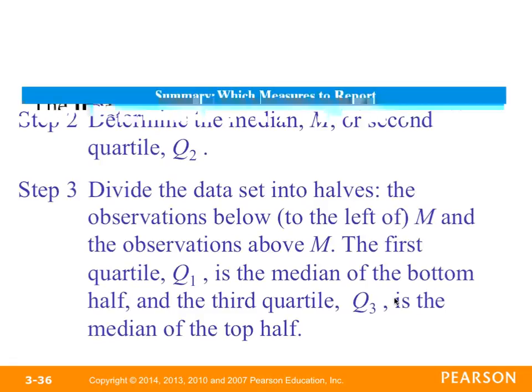And this is a more resistant measure. It would be the median and the interquartile range, meaning that if you add extreme values like outliers, it's not going to change your values as much as the mean or the standard deviation would change.